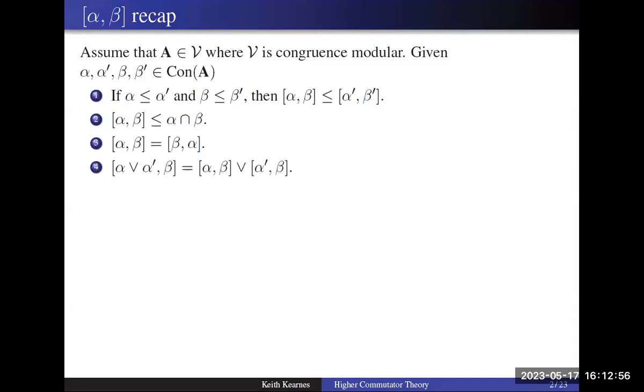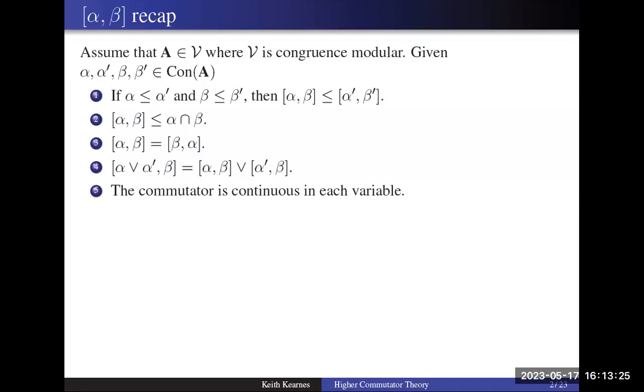Additive with respect to lattice join in the congruence lattice. That is, if you join alpha and alpha prime in the first position and you want to take the commutator with beta, you can take the commutator of alpha with beta, the commutator of alpha prime with beta, and join the results. Because it's commutative in the congruence modular setting, I have this in both variables. Also, did I say it's continuous? Yes, I did. That means it respects up-directed unions.